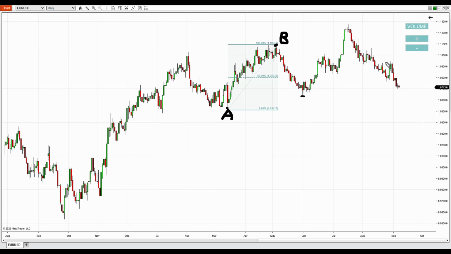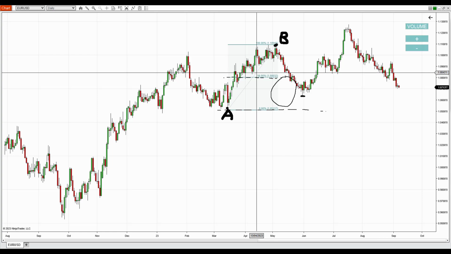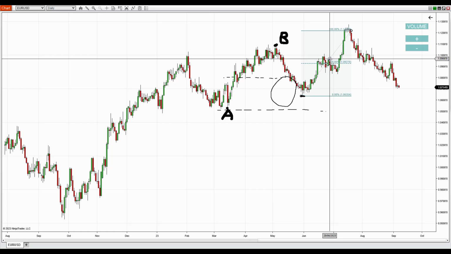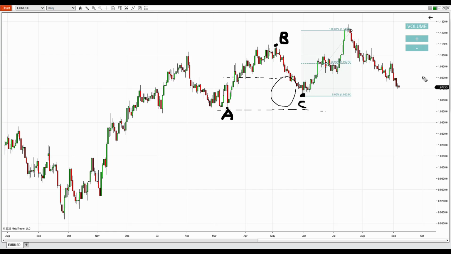Again, it needs to meet two conditions. It needs to be below this 50% mark and above here. So somewhere in here. And then I use the same distance and the Fibo starts in the point C, right in here. And this way I identify the point D.